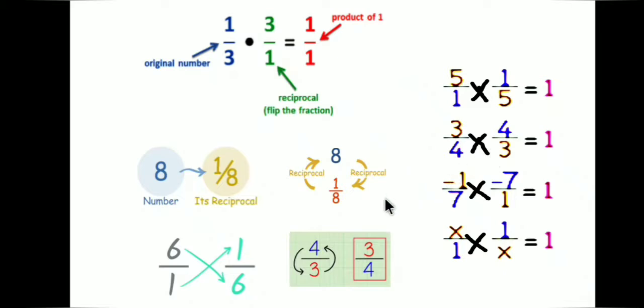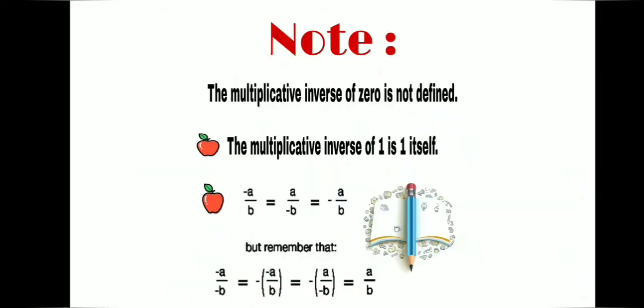Suppose there is a negative rational number. In that case, we will find the reciprocal or the multiplicative inverse in such a way that when both the rational numbers are multiplied together, we get the product as 1. Multiplicative inverse of minus 1 upon 7 is minus 7 upon 1. We have to keep a few more things in mind. Multiplicative inverse of 0 is not defined.